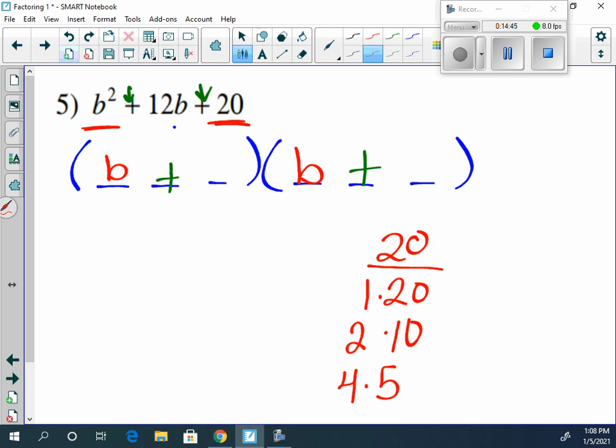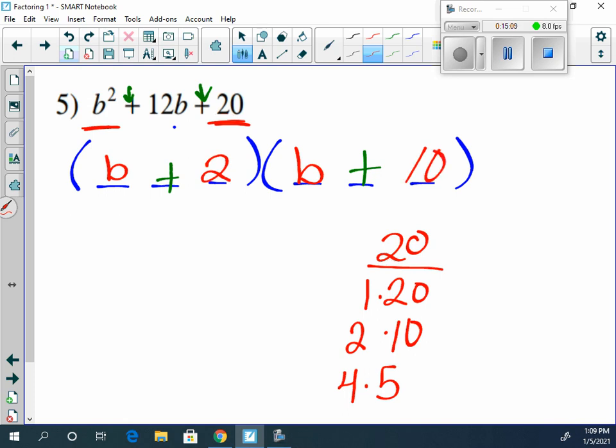And we need to pick one of these to try, because again, we're going to plug it in and check. Now looking at this here, 1 and 20, 2 and 10, and 4 and 5. Which one do y'all think would work? Which one of these factors of 20 do you think is going to work for this here? 2 and 10.